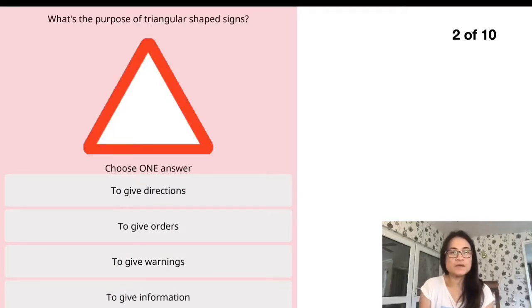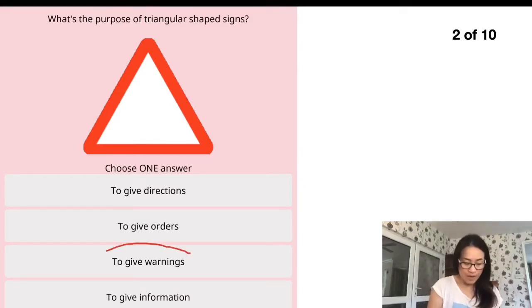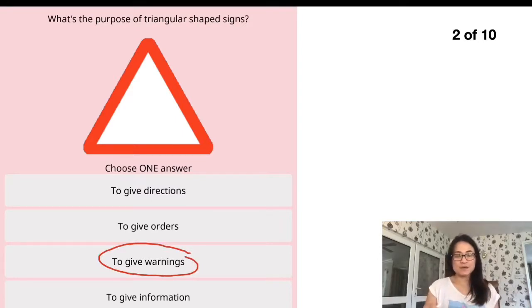Question 2. What's the purpose of triangular shaped signs? Triangular shaped signs will give you warnings. Giving orders will be a circle, can be a red circle or blue circle. Information can be a rectangle sign. So the triangular shaped sign will give you warning.